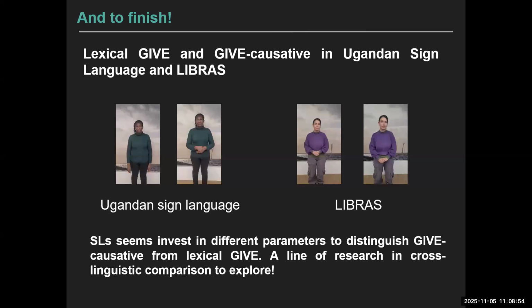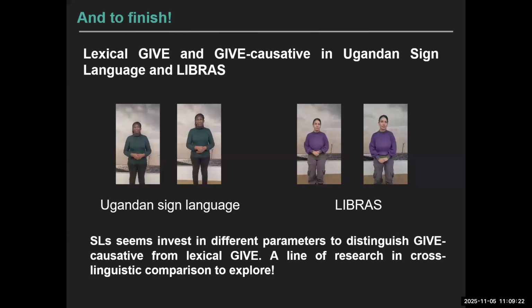And lastly, I would like to share some examples from some other sign languages. So we have Ugandan Sign Language here. We have a causative give. And we also have a causative give in Libras. So we have the lexical item, and then we have the actual causative. So book, give. So that's the lexical give.